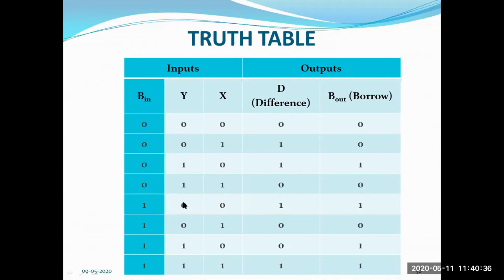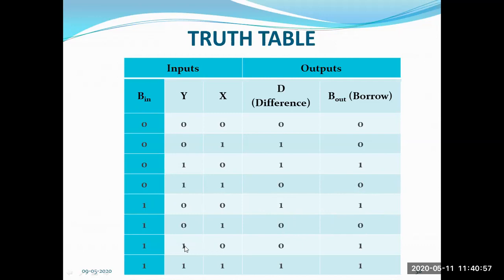So when we are subtracting 1 from 0, we have to borrow. So this 0 becomes 10, and here you have 1. So 10 minus 1, the difference is 1. We have borrowed 1, so the borrow is also 1. So here 1 minus 0 is 1, and 1 minus 1 is 0, and the borrow is 0.